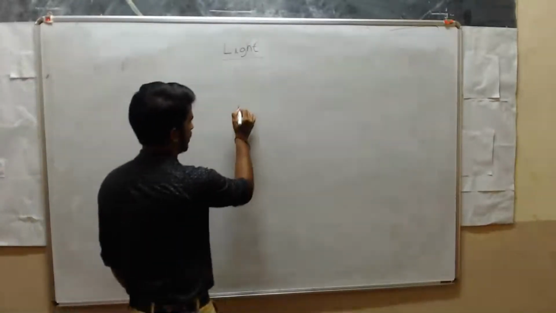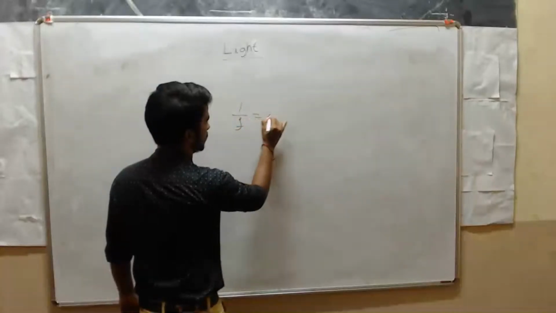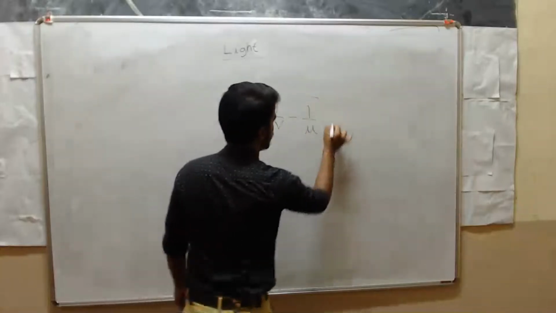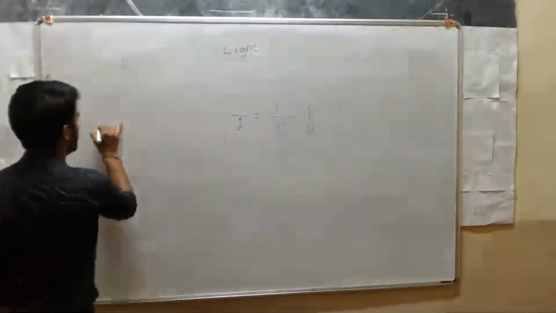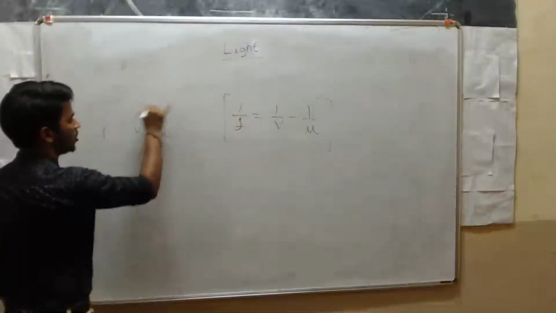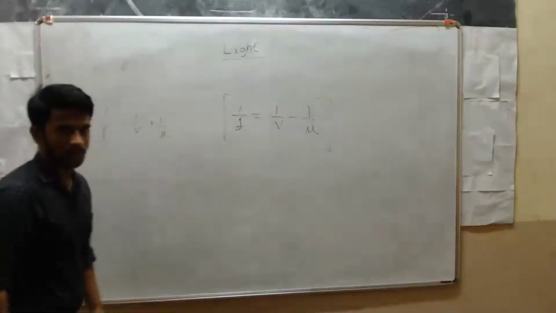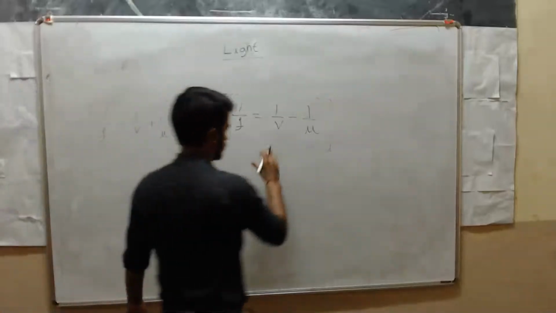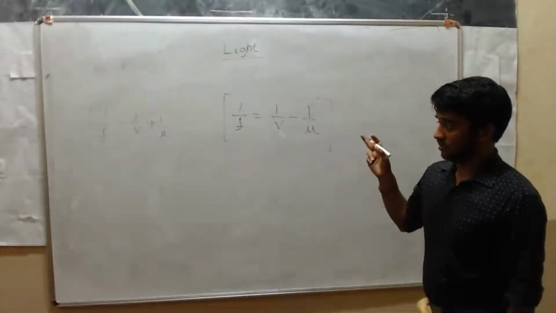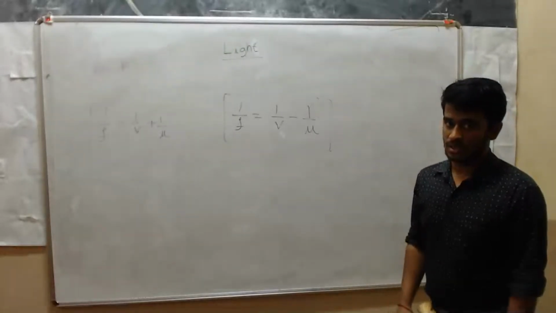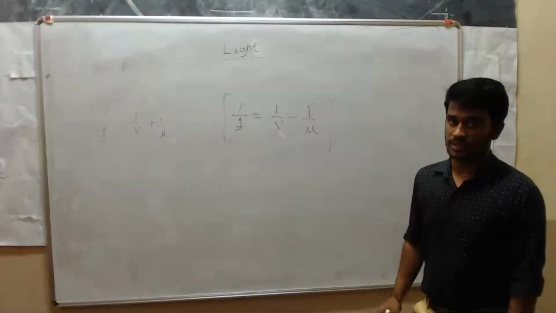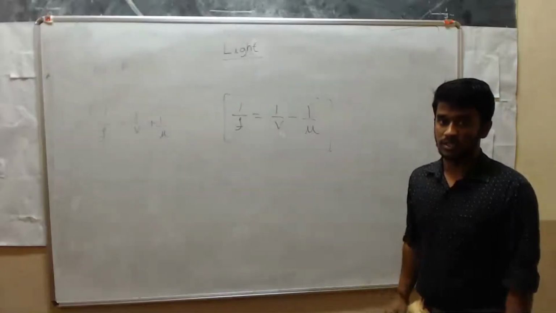For that, we have one formula: 1 by f is equal to 1 by v minus 1 by u. Okay, so this is the lens formula. See, 1 by f equal to 1 by v plus 1 by u is the mirror formula, and this is the lens formula. Here also, if you know the position of the image and the position of the object, you can calculate the focal length of the lens. Or if you know the focal length and position of the image, you can calculate the position of the object, where the object is placed.